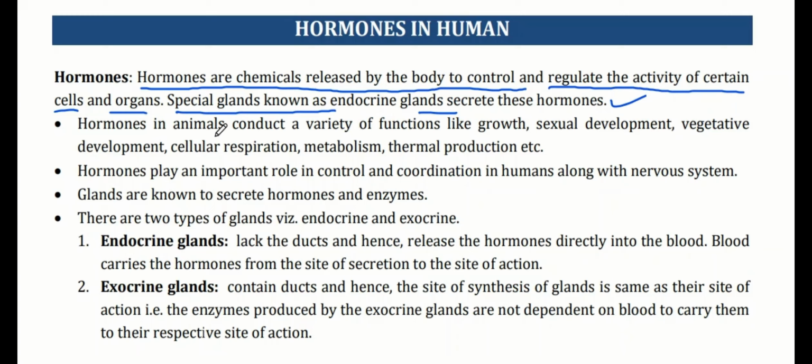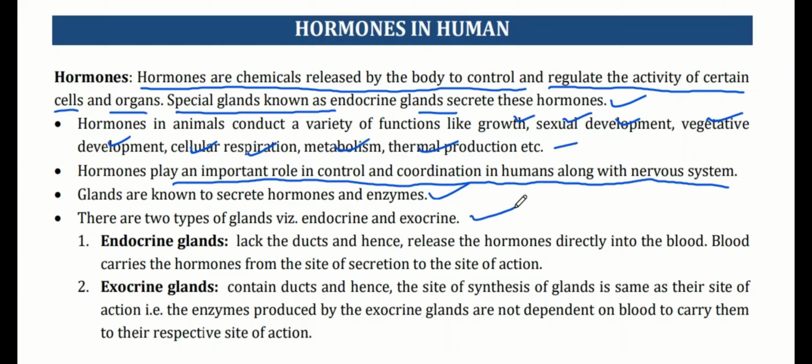Hormones in animals conduct a variety of functions like growth, sexual development, vegetative development, cellular respiration, metabolism, thermal production, etc. What are the functions of hormones? Hormones play an important role in control and coordination in humans along with the nervous system. Glands are known to secrete hormones and enzymes. There are two types of glands: endocrine and exocrine.